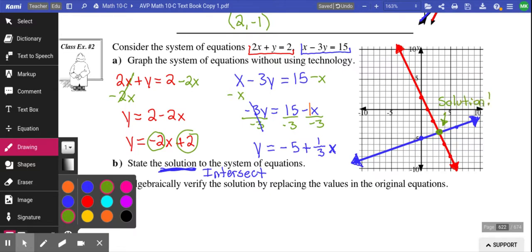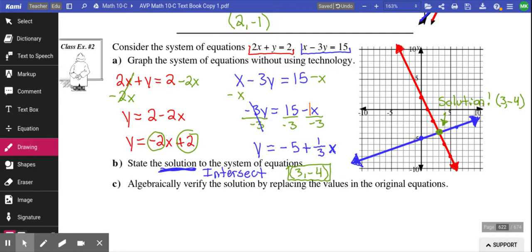That has an x value of 3 and a y value of -4. So my solution is 3, -4. That's the solution. Perfect.